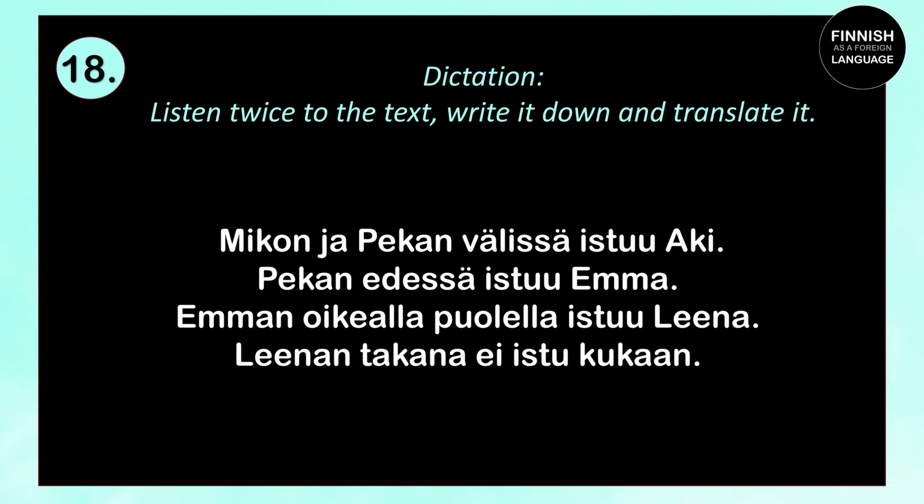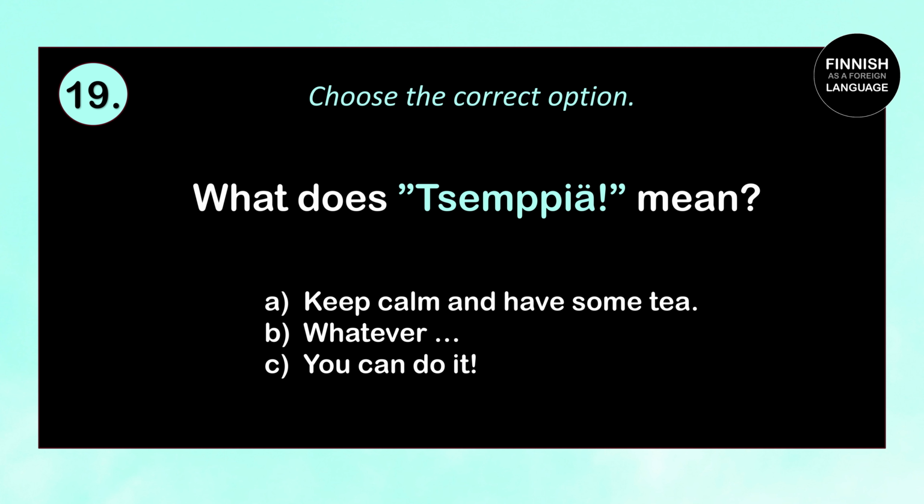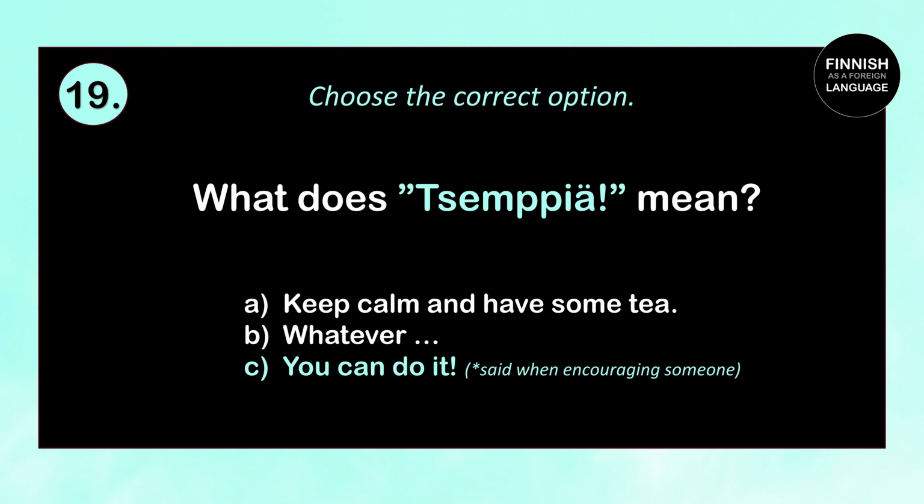Nice. Next one. Phrases. What does tsempie mean? Does it mean keep calm and have some tea? Or whatever? Or you're gonna make it, you can do it? Which one is it? Yes, it's answer C. It means you can do it. This word is actually used when we want to encourage someone, saying something like, you can do it, keep fighting, you're gonna make it. The translations are kind of flexible here, but you get the point, right? So it means something like, you can do it.